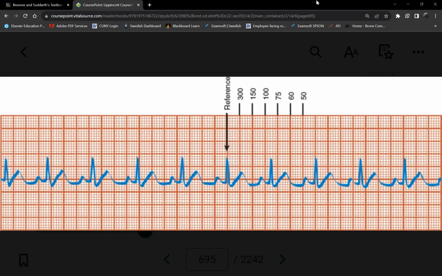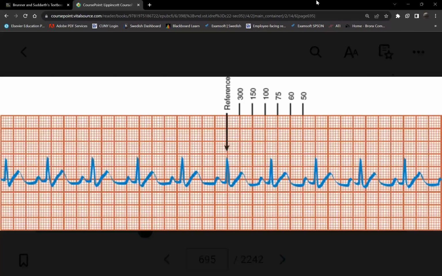So let's see first. We only saw the P. What about the R's? Let's see the R's. Are they occurring at the same time? That's an R, that's another R. Are they about the same time? Yes. Not exactly, but it's about the same, right? Okay, so can you conclude that this rhythm has a regular rhythm? Yes. Okay.